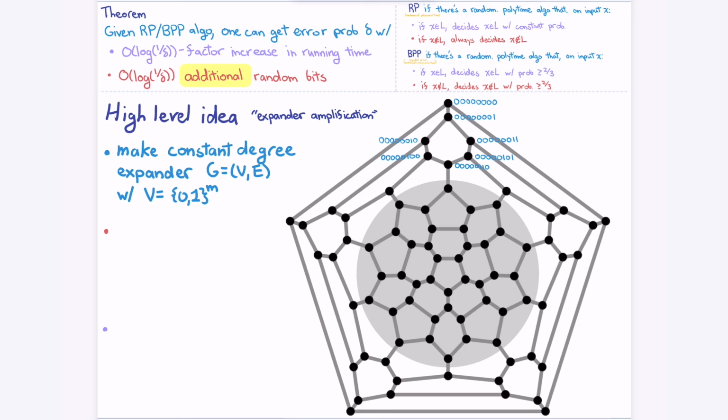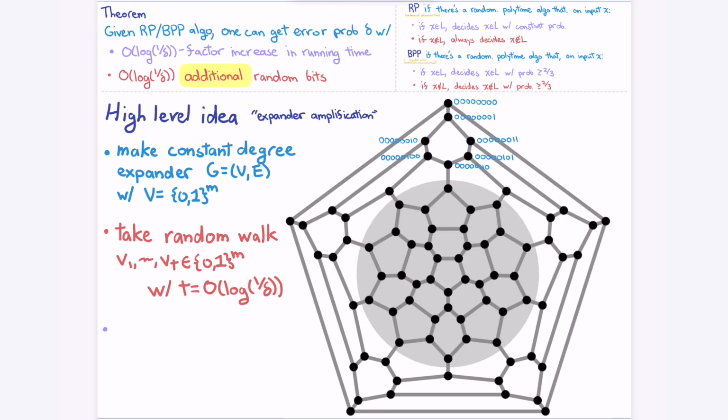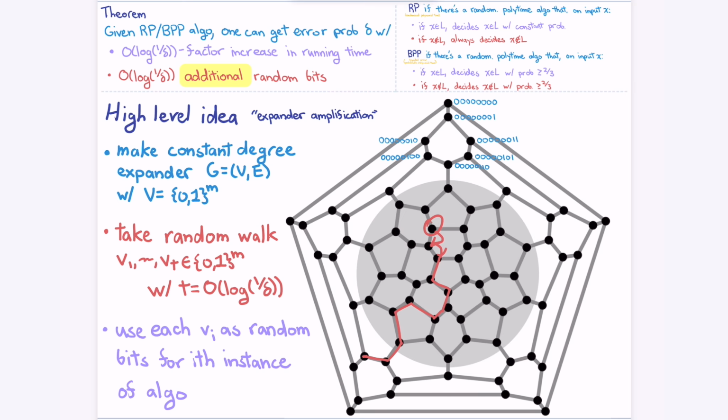And so the idea is we're going to take a random walk for log of 1 over delta steps. You start somewhere uniformly at random in the graph, and then you walk around, and each of the vertices you visit will be one more random bit string. You start here, pick one at random, then go here, go here. Every vertex you visit becomes the next random seed for the next instance of your algorithm. Each step, you only need a constant number of bits. You take that many steps, and so on.